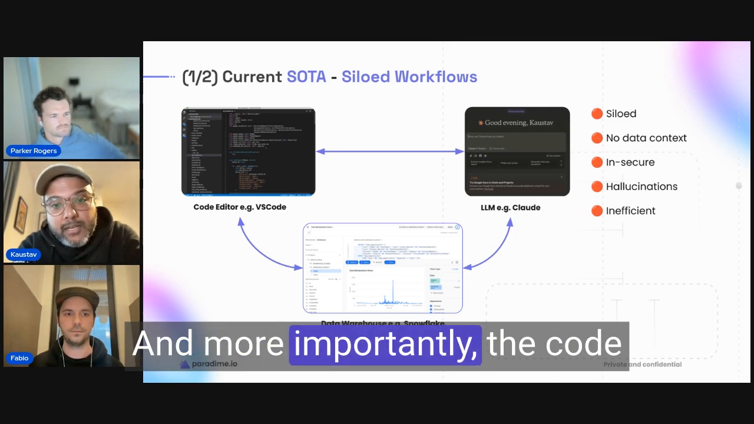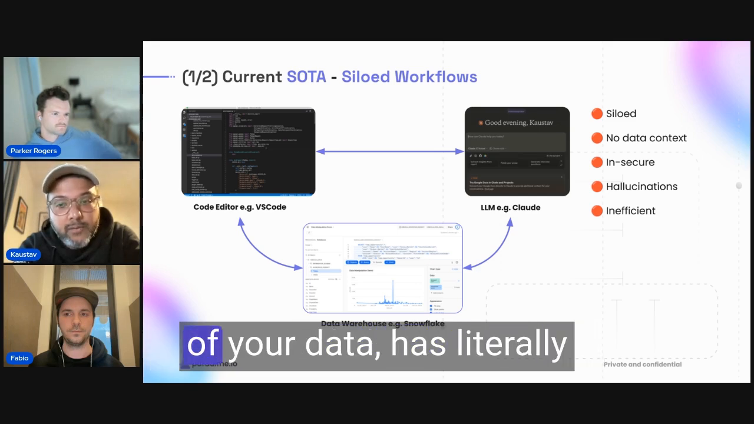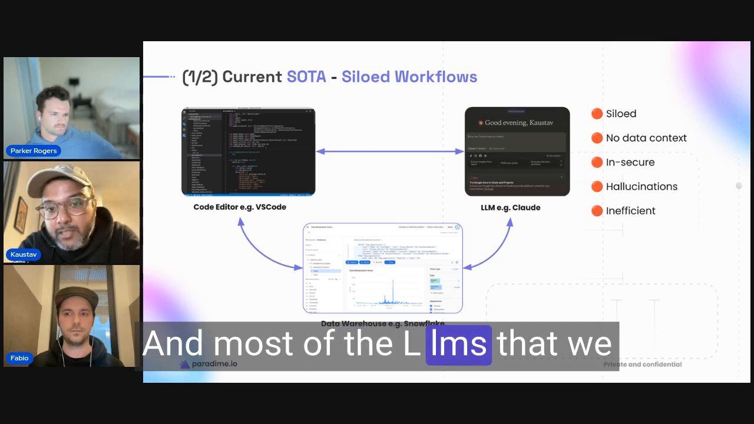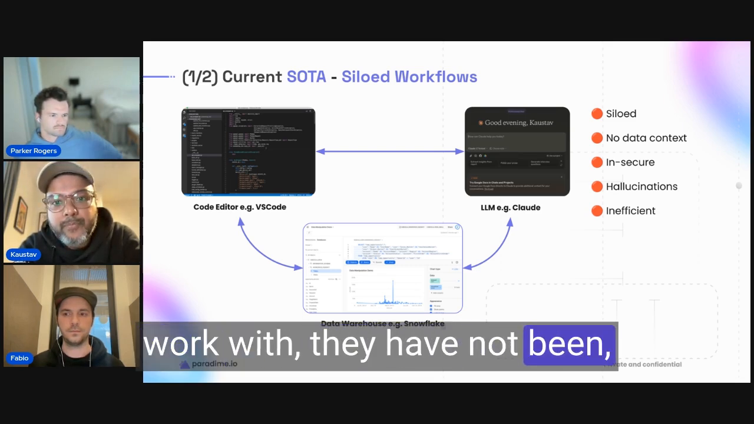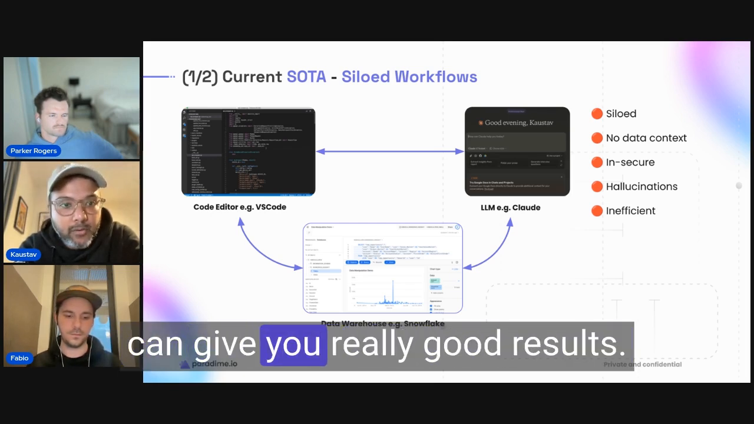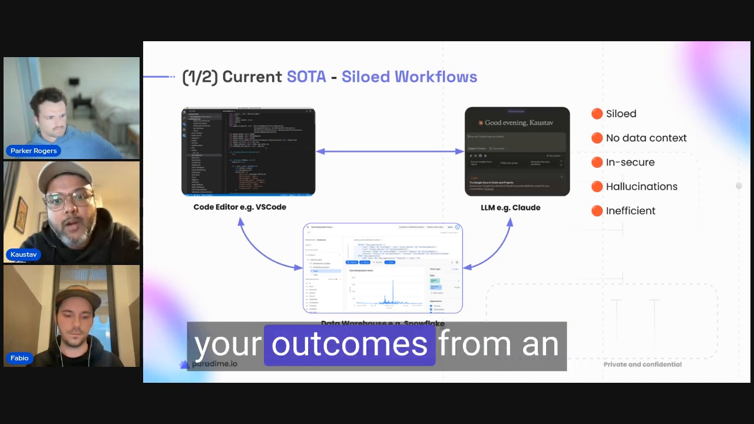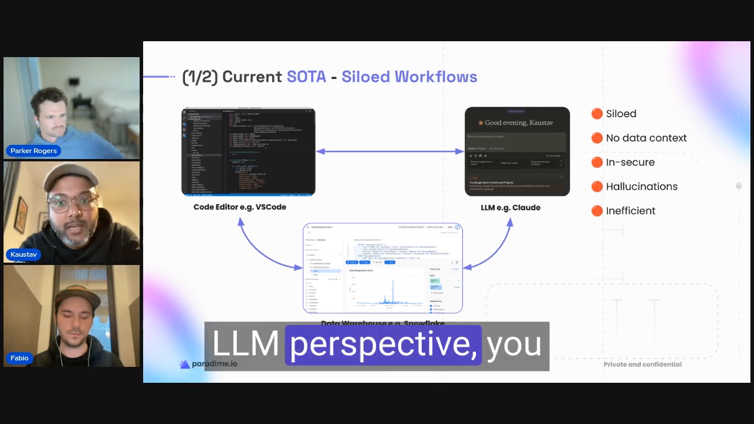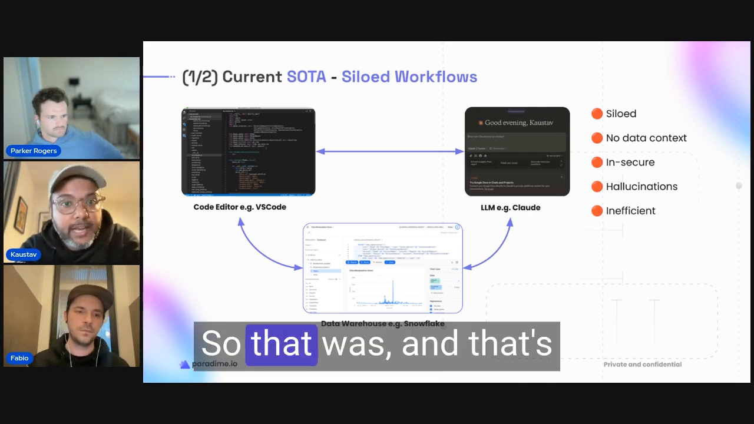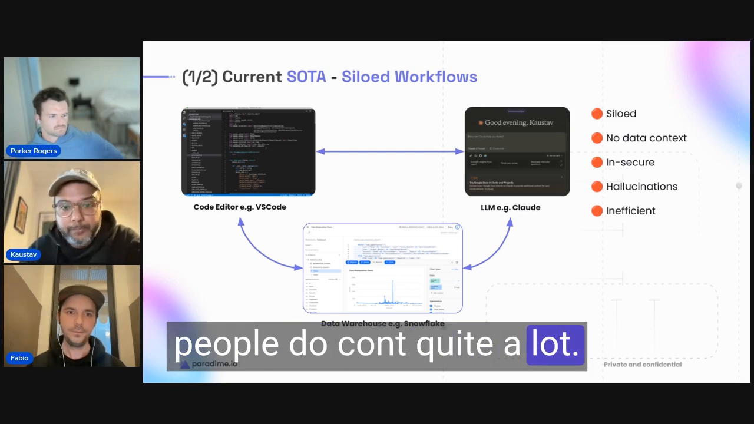And more importantly, the code that you are working on the LLM side has literally zero context of your data. And most of the LLMs that you work with, there is not enough publicly available dbt code that can give you really good results. So as a result, to improve your outcomes from an LLM, you have to use as much data context as you can get. So that's one workflow we see people do quite a lot.